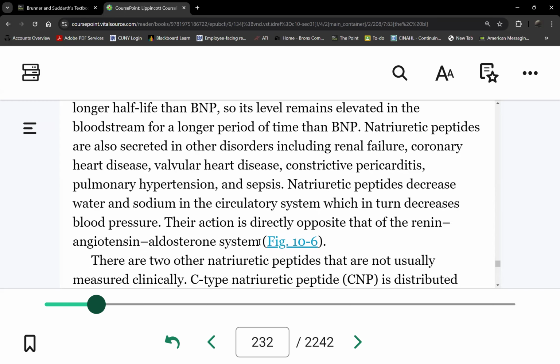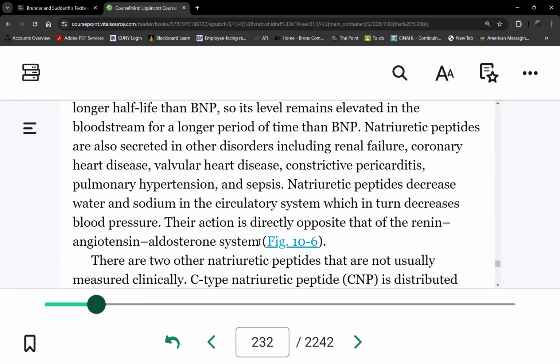Okay, if the effects of BNP are opposite the renin-angiotensin system, what is the renin-angiotensin response again? What are those two effects? Blood vessels will, how again? Vasoconstriction and reabsorption of sodium and water, right? So if the effect of BNP is the opposite, what is the effect of BNP? Vasodilation, and sodium excretion. So there will be sodium loss and water loss.